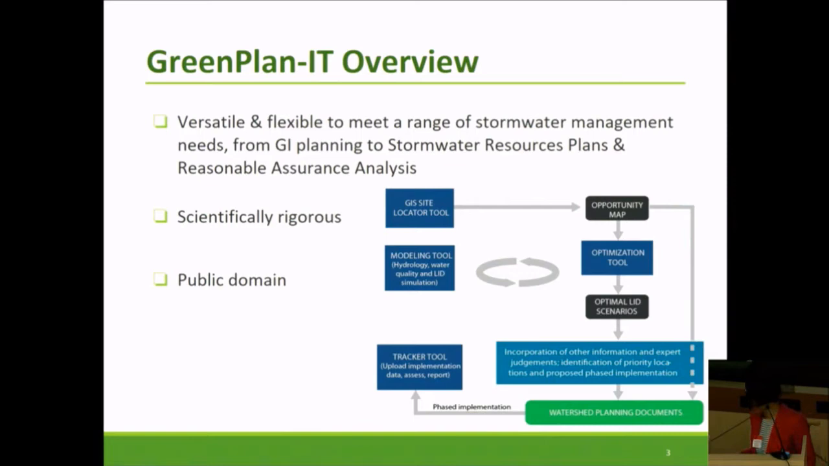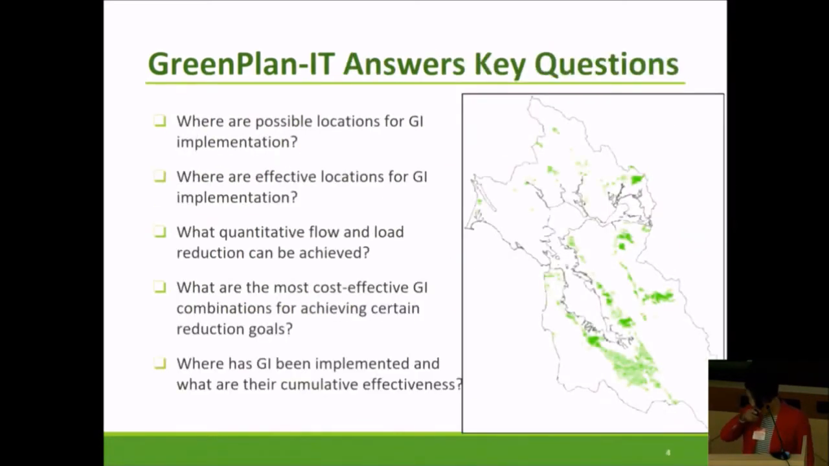So I think the use of the tool, we see it can help you answer a number of really key stormwater management questions. One is, to start with, what possible locations can you implement green infrastructure in your landscape? That's the first question you face when you start to develop either your plan or stormwater resource plan or watershed plan. So this is the first question the tool can help you with.